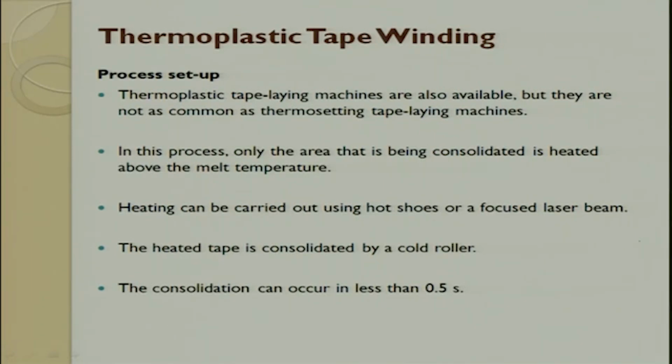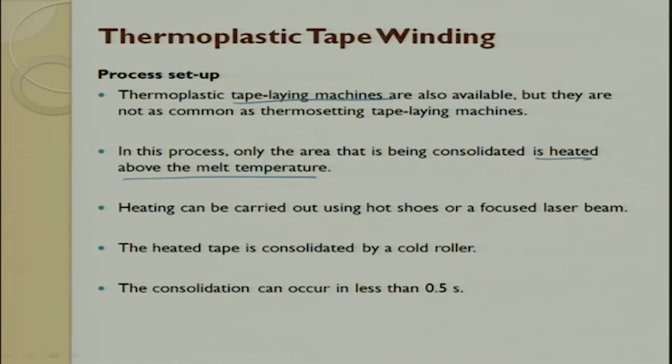So, what is the process setup? The tape laying machines are available today. You have 5-axis tape laying machines available today. So, the tape keeps going. If you want to do a very large surface area, you can still go ahead. A tape laying machine keeps laying it on the mandrel or on the die, so that you get the required output. Then the heat is applied for consolidation.